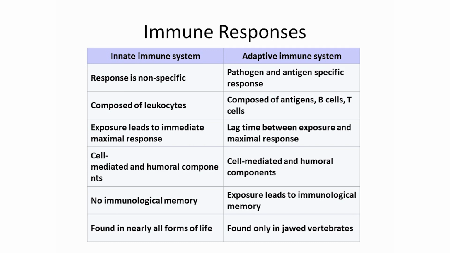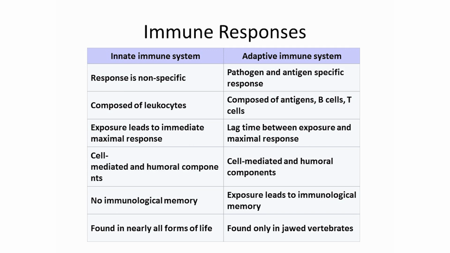Innate is a cell-mediated humoral. This has again the similar components. Most important difference is innate immune response being non-specific, there is no immunological memory, whereas adaptive immune mechanism has got immunological memory.